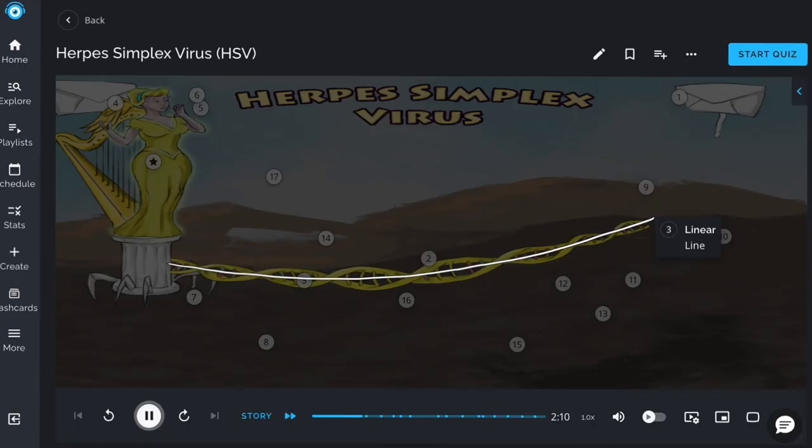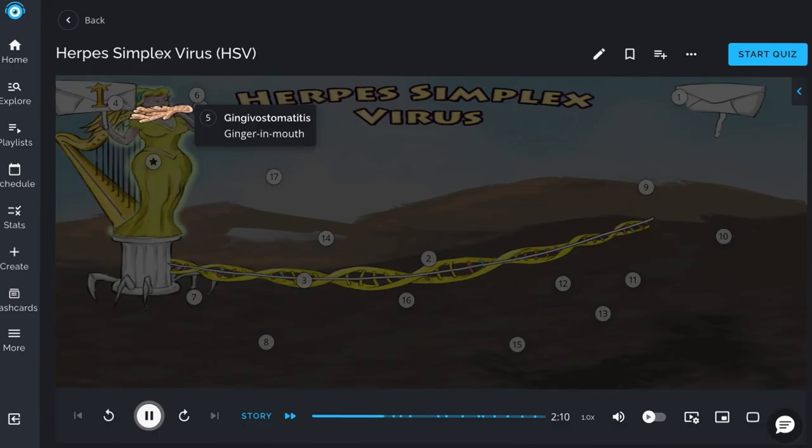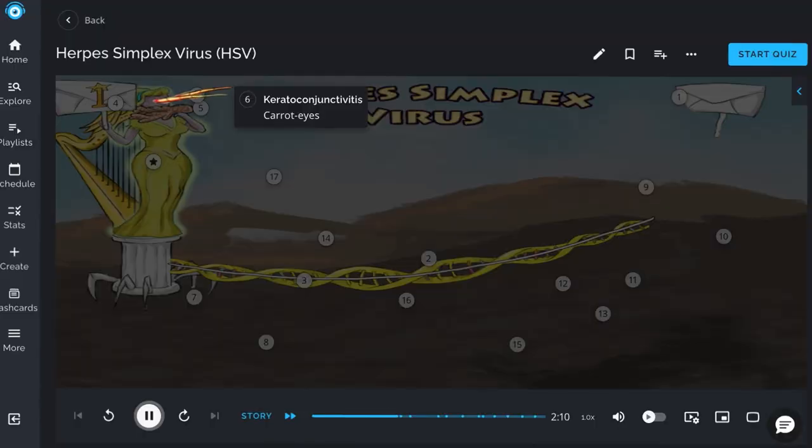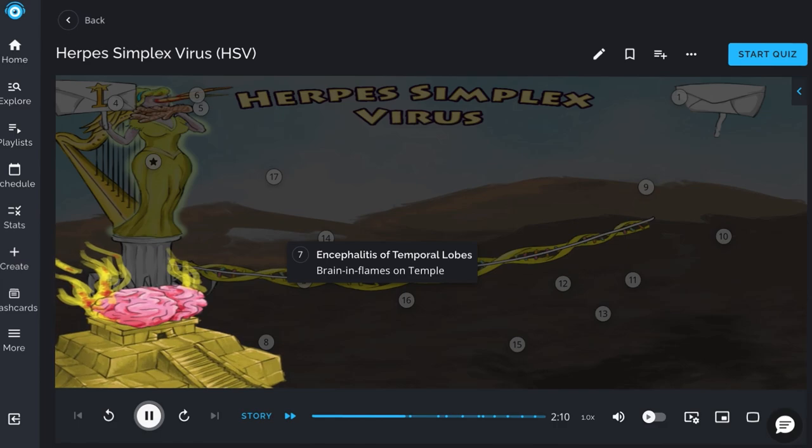There are two types of herpes simplex virus. Type 1 HSV usually occurs above the waist and can cause oral lesions, typically called cold sores. Other manifestations include herpetic gingivostomatitis, the ginger over the mouth, keratoconjunctivitis, the carrot eyes, and temporal lobe encephalitis, the brain inflames on the temple.